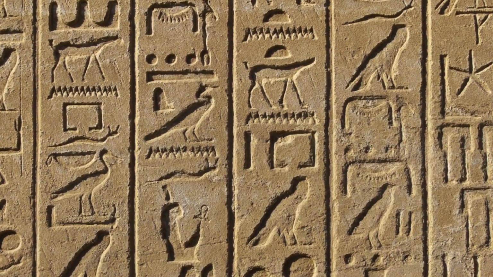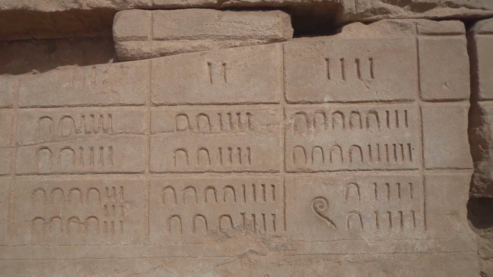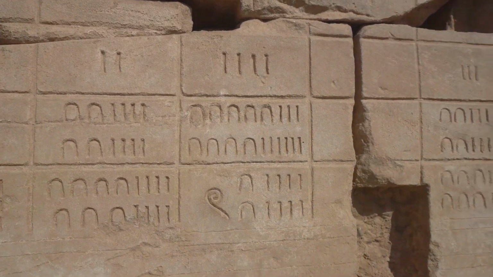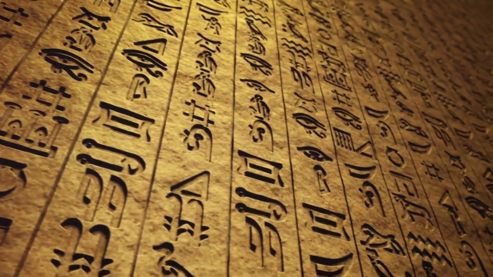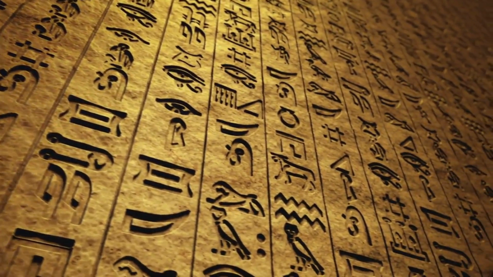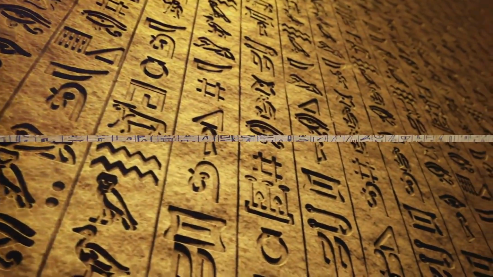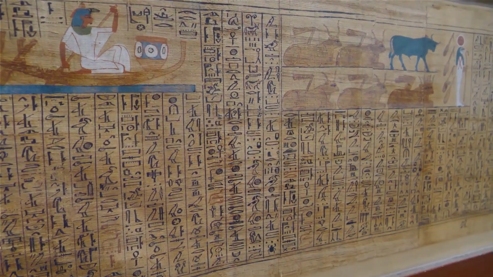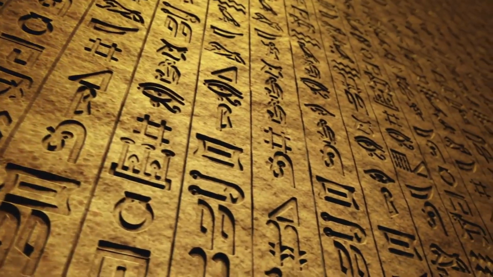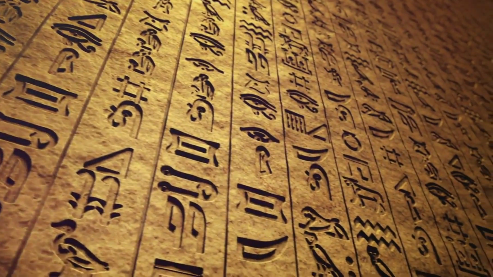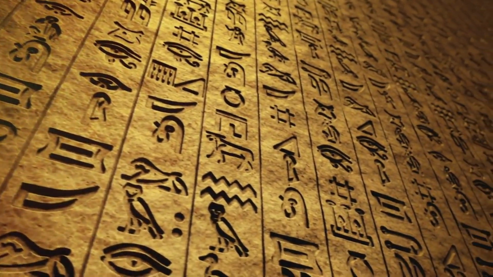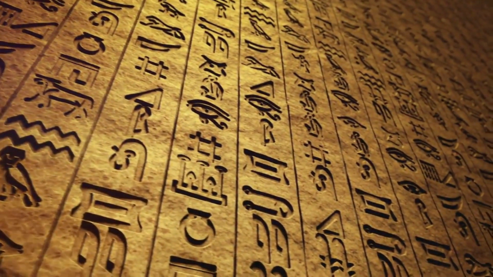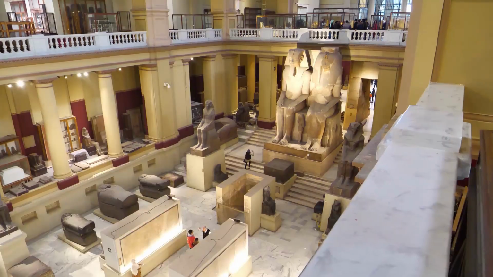This is a more colloquial form of the language, reflecting the everyday speech of the people. It's during this period that hieroglyphs start to give way to a more simplified script known as hieratic. The next major shift happens around 700 BC with the rise of Demotic Egyptian. The hieratic script evolves into an even more simplified form known as Demotic, which is easier to write and more suited to papyrus and ink.